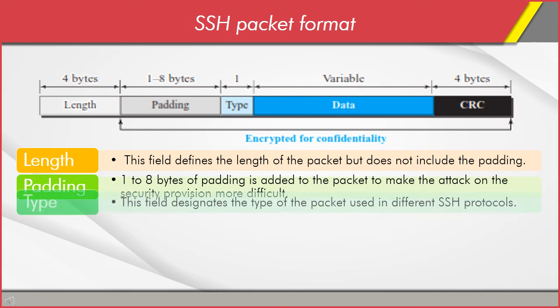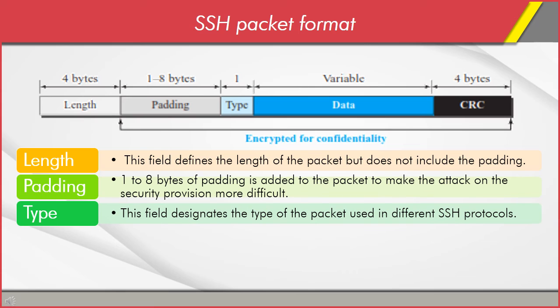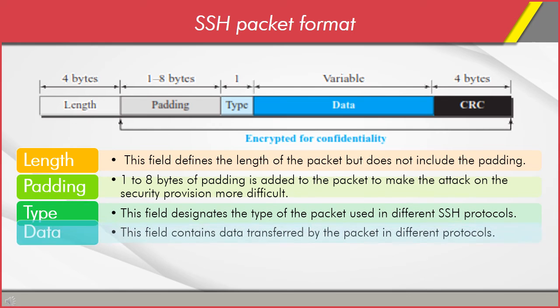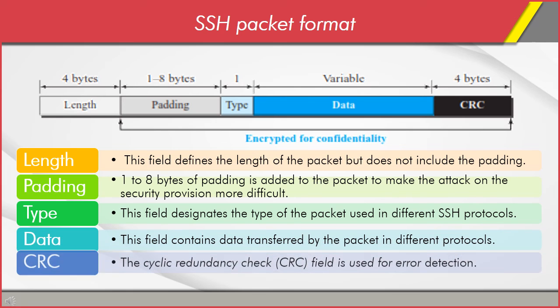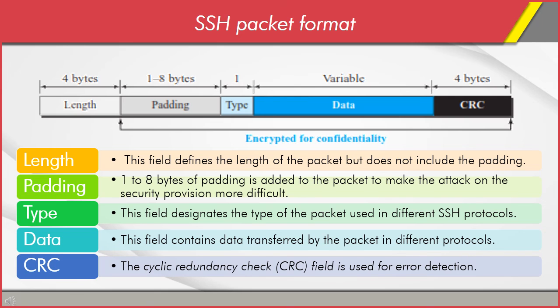The third field is the type field. This field designates the type of the packets used in the different SSH protocols. The fourth field is the data field. This field is the data transferred by the packets in different protocols. The CRC, cyclic redundancy check field, is used for error detection at the receiver side.